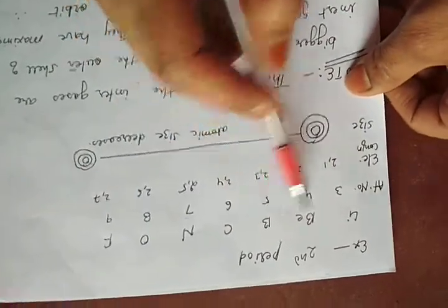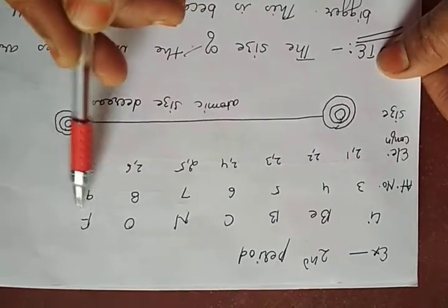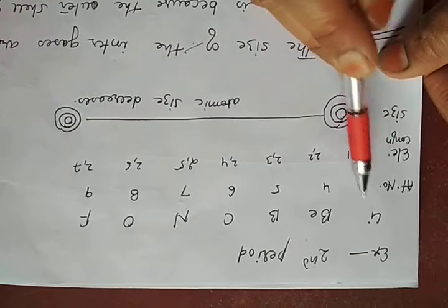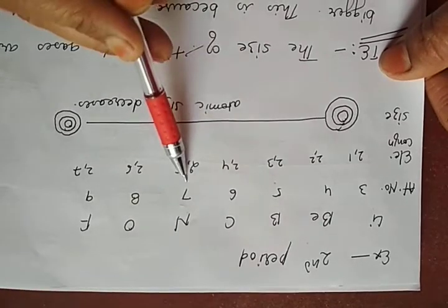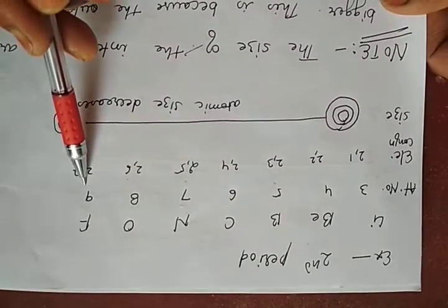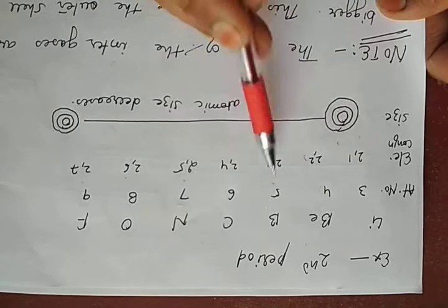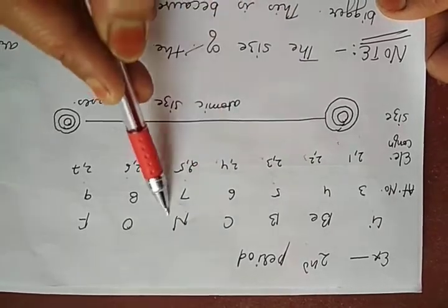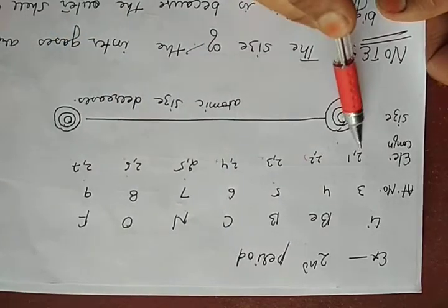How can we understand this? We can understand this by an example. Let me take the example of the second period. The elements are lithium, beryllium, boron, carbon, nitrogen, oxygen, fluorine. Atomic numbers are lithium 3, beryllium 4, boron 5, carbon 6, nitrogen 7, oxygen 8, fluorine 9. Their electronic configurations: lithium 2,1; beryllium 2,2; boron 2,3; carbon 2,4; nitrogen 2,5; oxygen 2,6; fluorine 2,7. From the electronic configuration, what did we understand?